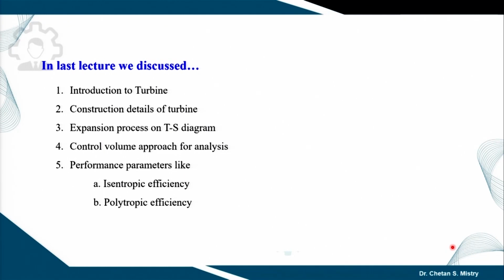We have discussed the construction details for the turbines and we have seen the different kinds of configuration that are possible for the turbine. Then we tried to explain the expansion process on the TS diagram. Similar to the other components we have discussed, we tried to discuss the turbine using the control volume approach, and later on we introduced two terminologies, which are defined as isentropic efficiency and polytropic efficiency.